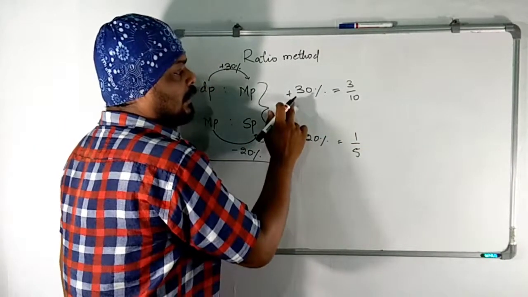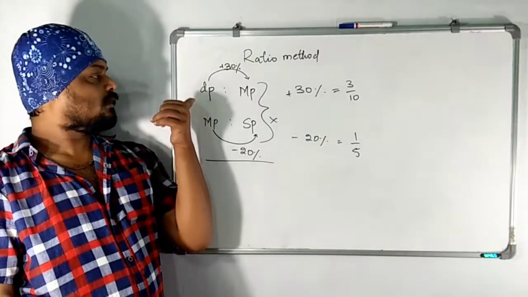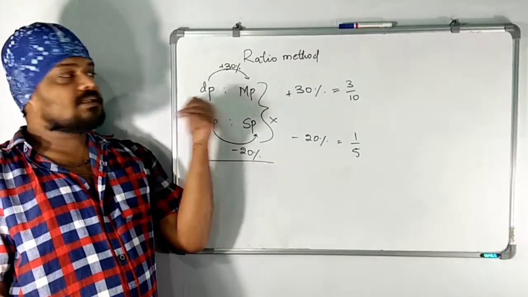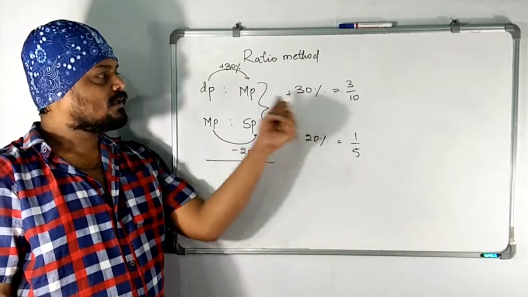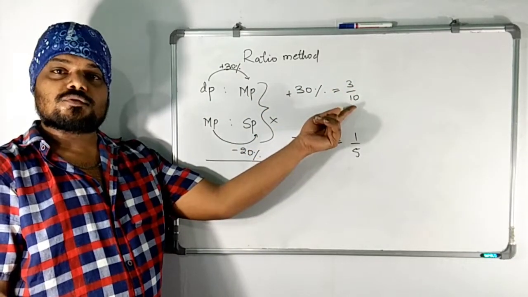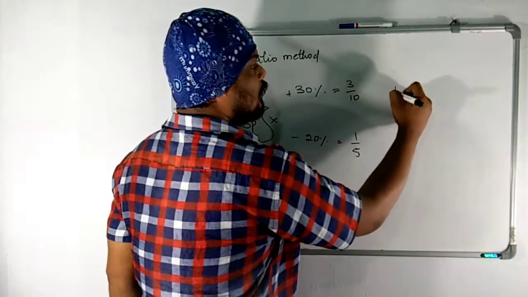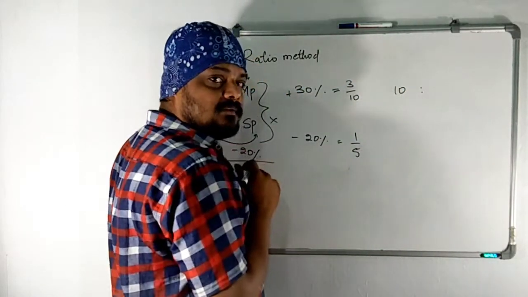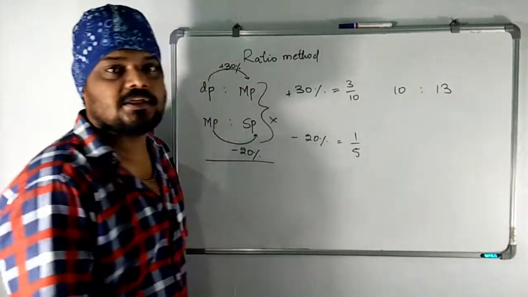1 by 5. Here it is increasing. So if we consider the decided price as 10 units, then the market price will be 3 units more than the 10 units. So here I am writing decided price as 10 and market price as 13.